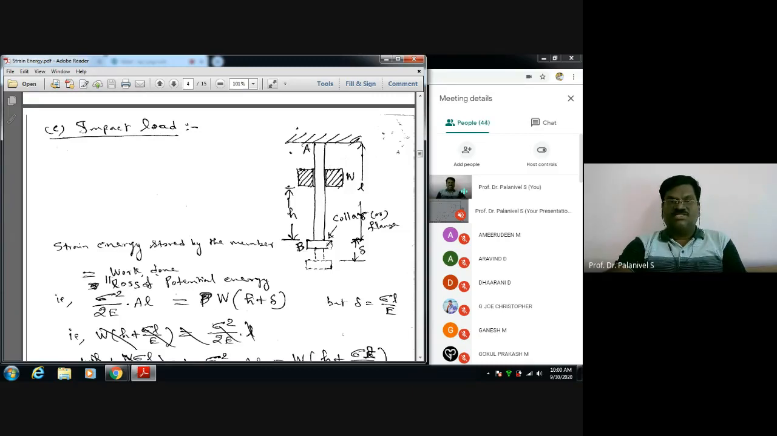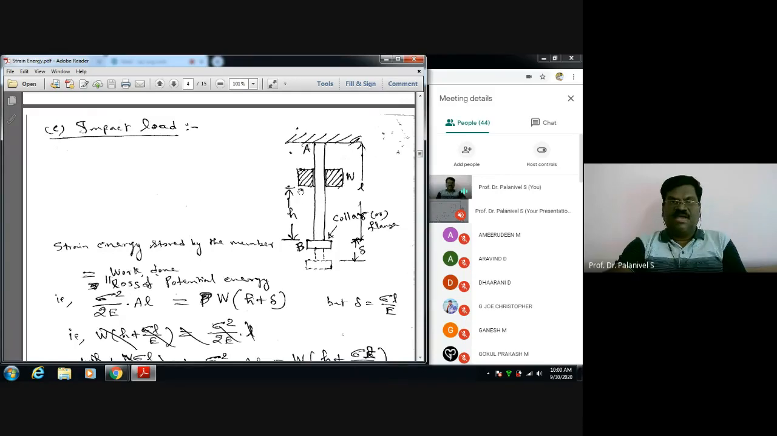Another special provision is there. We have a collar or flange here to absorb this. So this is the provision. This way the weight is falling. Some collar is there at the bottom of the bar. On that, this weight is falling. Due to that, the bar extends like this along with the collar. So the deformation is del.